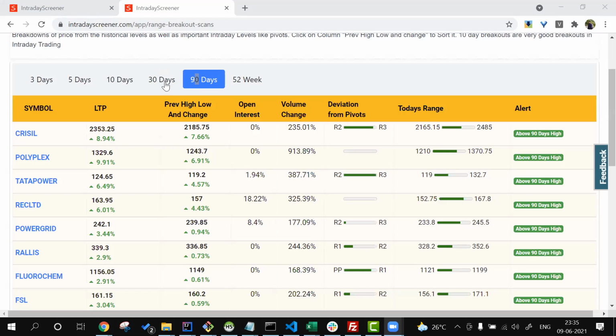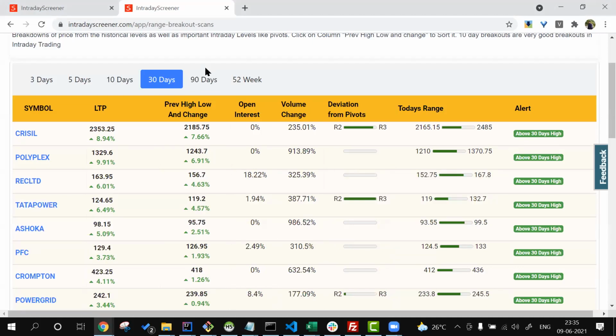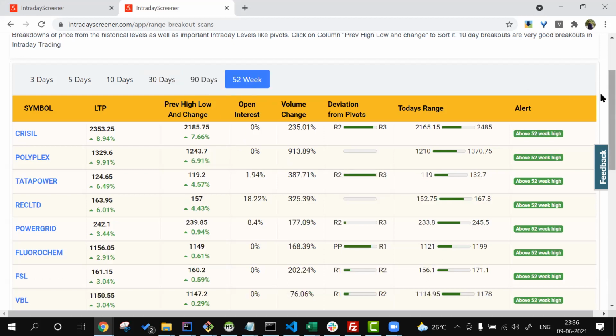Similarly, if you look at stocks with 30-day high, you can see here again, Polyplex is a stock whose previous 30-day high was 1243, and it broke it and went to 1329, and it is 6.91 percent up. You can see other standard things here. For example, you can see today's range, pivots deviation, and how much volume is being built up. So all these can help you select the stocks for intraday.